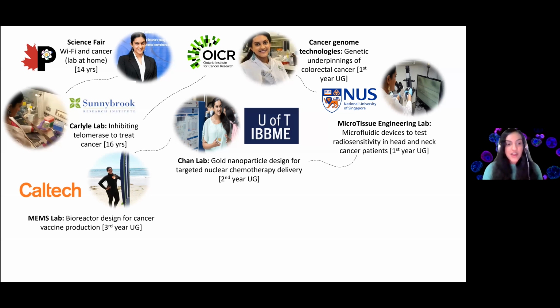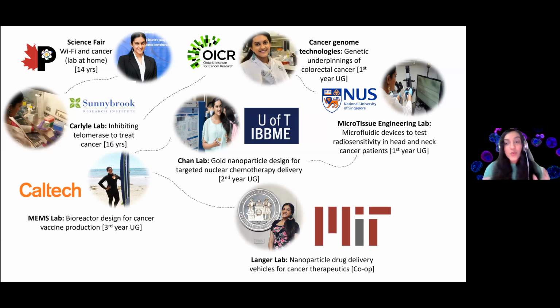And then finally, in the summer after my third year, I was working at Caltech on a project to design a bioreactor for us to produce cancer vaccines. And this is where that immunology interest came in for me, where I wanted to look at immunoengineering in the context of cancer. And we also have this really cool program in my undergraduate degree where we get to take a gap year between our junior and senior year, and we get to go work and actually do a full year of co-op. So I was working at MIT in the Langer lab doing research full time for a year. And I was looking at designing nanoparticles as drug delivery vehicles for various cancer therapeutics.